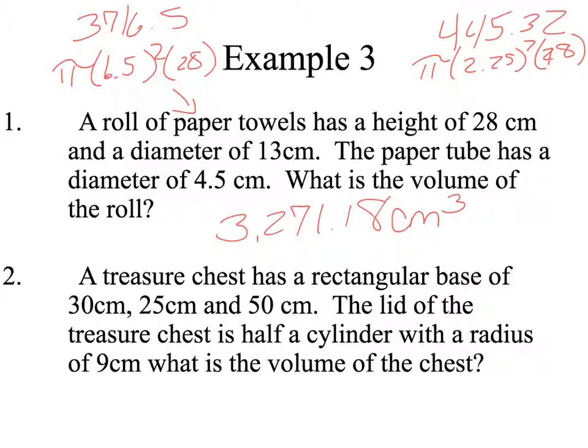Treasure chest, we have our rectangular base, and they're giving us our length, our width, and our height. And the lid of the treasure chest is half a cylinder with a radius of 9. So let's start. We have our treasure chest, and they're giving us our length of 30, our width of 25, and our height of 50.